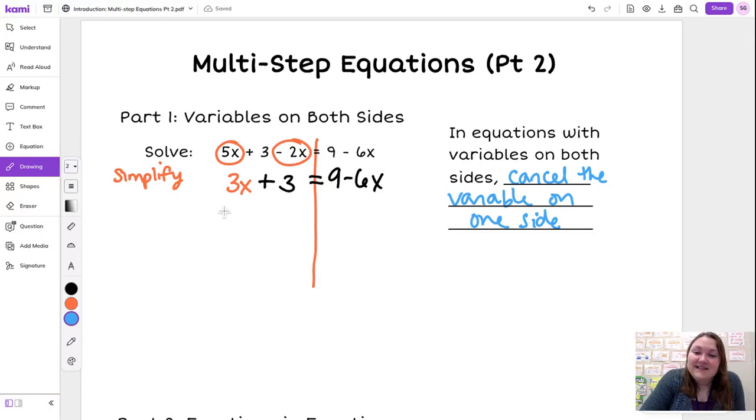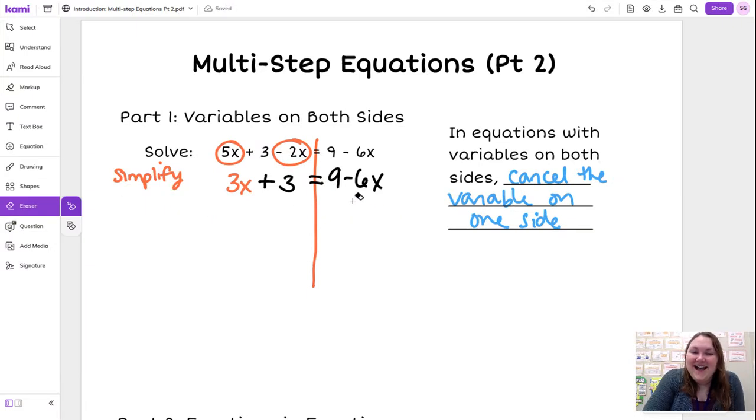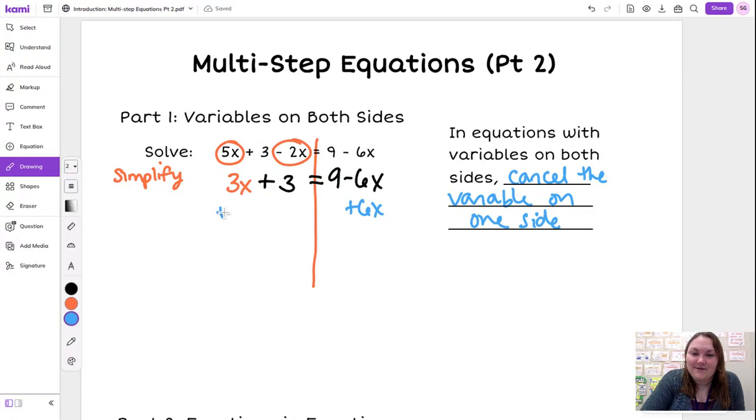So we have options. I could get rid of my 3x and subtract 3x on both sides, or I can get rid of that minus 6x by adding 6x on both sides. Both ways are good. Both ways give you the same answer. I'm going to do this because for me, I like this because it keeps the numbers positive. Those cancel out, and 3x plus 6x gives me 9x. After that, I copy everything else down. So copy plus 3, copy equals, copy 9.